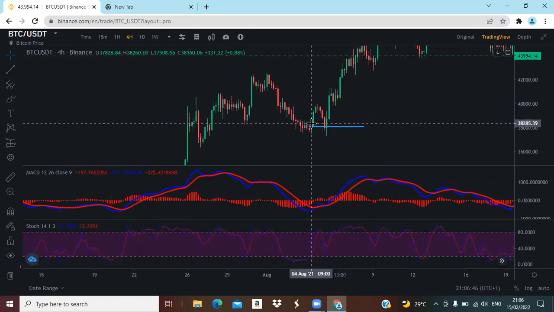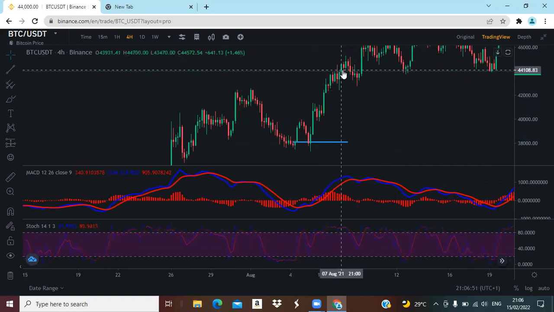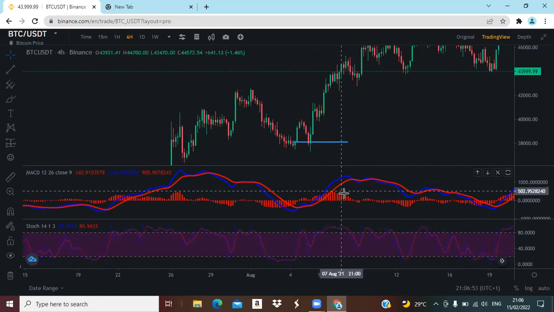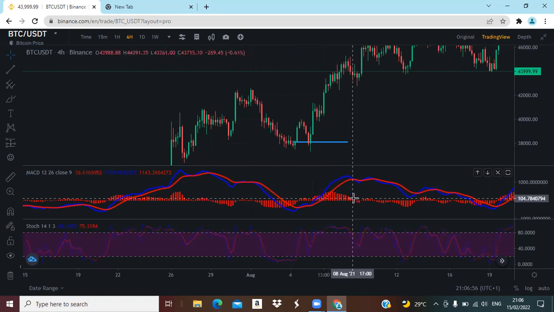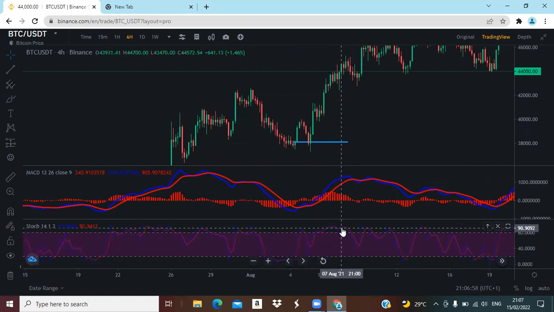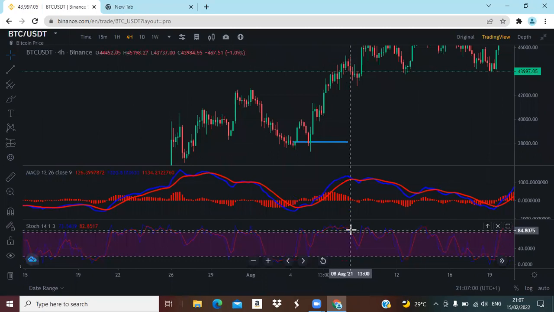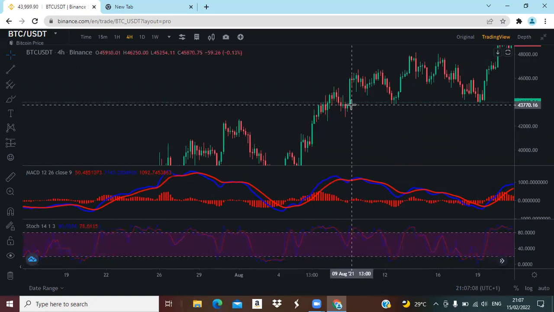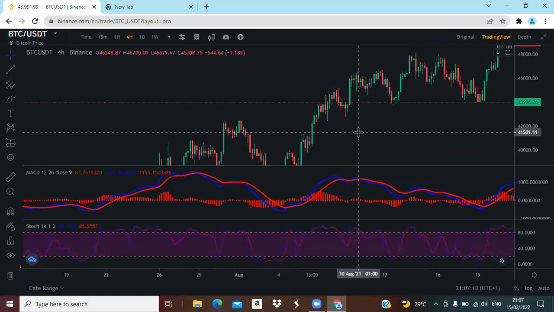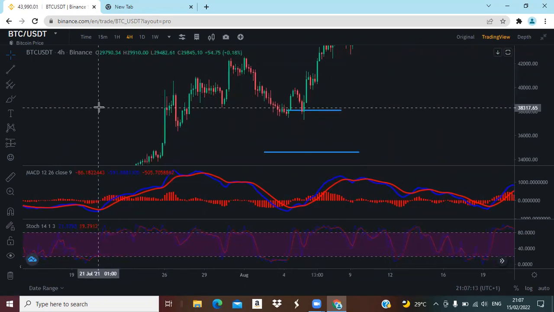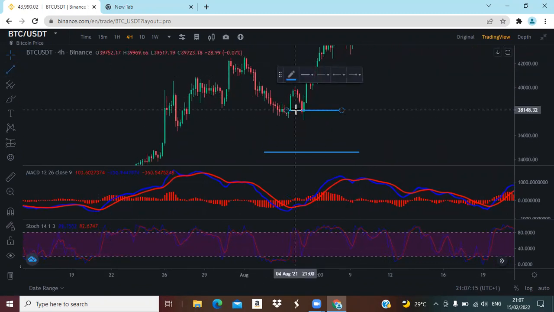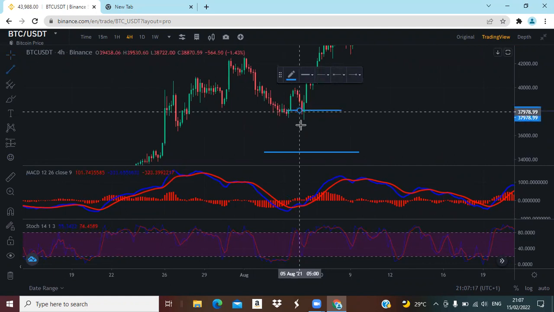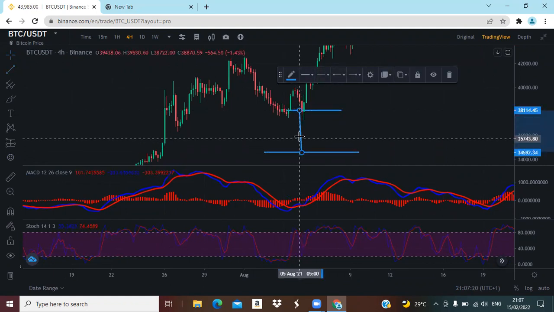Then you take your trade for the market to go up, and then you use the decline in momentum of the histogram and the stochastic crossing over each other, this line crossing over coming down. So this is an indication that the market is going to come back down. So this is the strategy. Let's say you're looking for one-to-one, you use this.